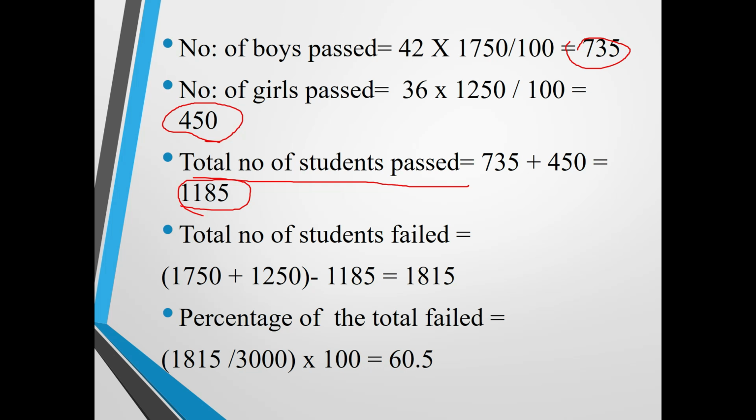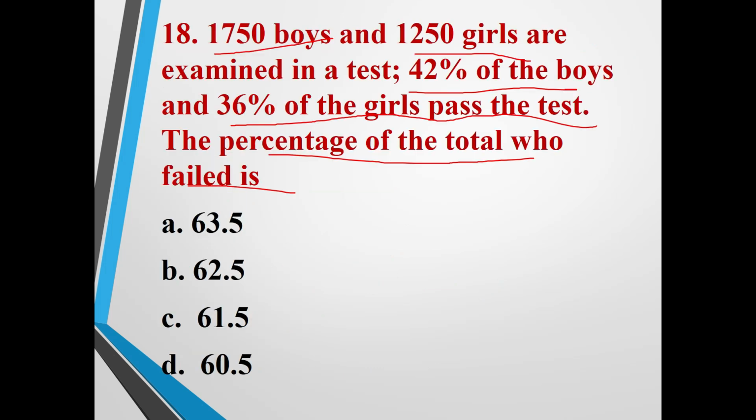And we have to find out the total number of students failed. How we will find out? The total number of students minus total number of students passed. So how we will get the total number of students? By adding total number of boys plus total number of girls. And from that we have to minus the total number of students passed. We will get the number of students who failed in the exam. And how we will take the percentage? That is total number of students failed divided by total number of students in the class into 100. We will get it as 60.5. So 60.5% of the students failed in the class.